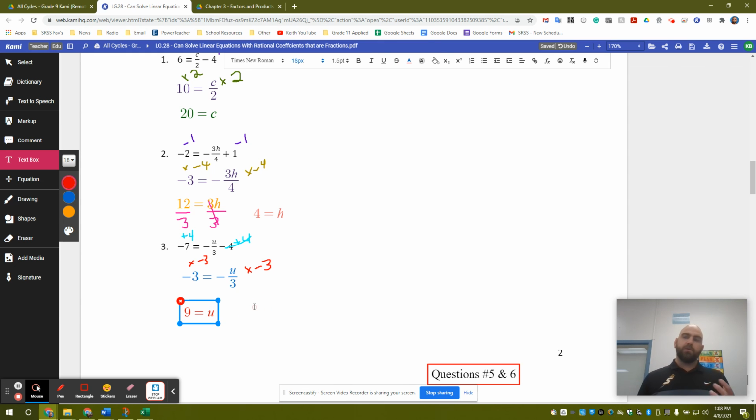So it tells us that u is equal to 9. The letter u is equal to +9. Okay, that's going to be our answer. So again, if we put +9 into here, we're going to come up with an answer of -7. Okay, so that's how we can plug it back into our equation, and then both sides would be equal.